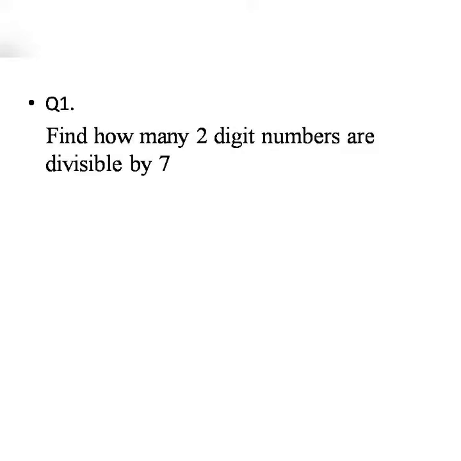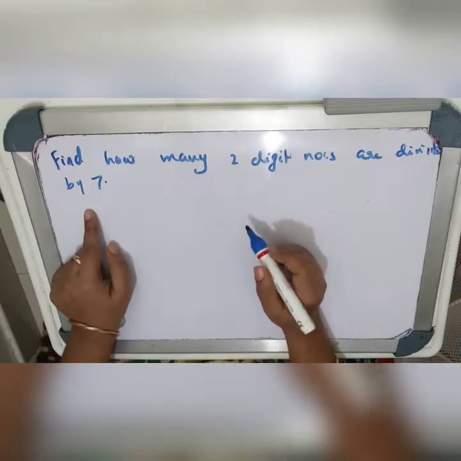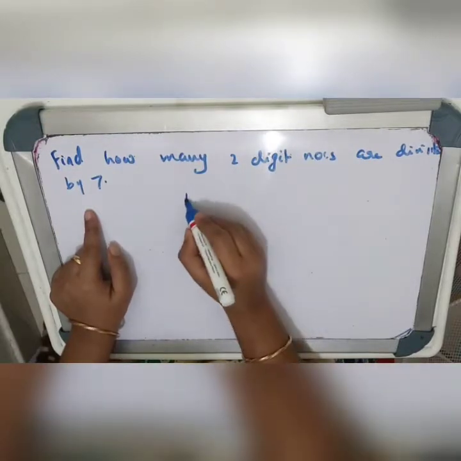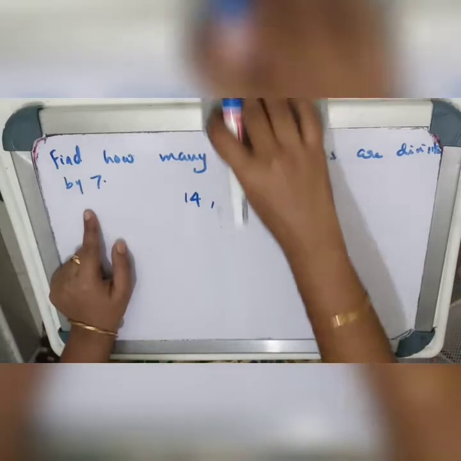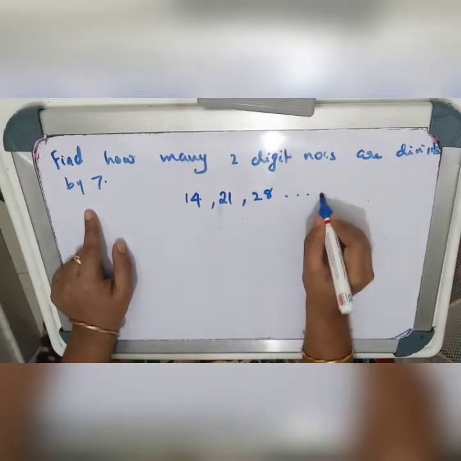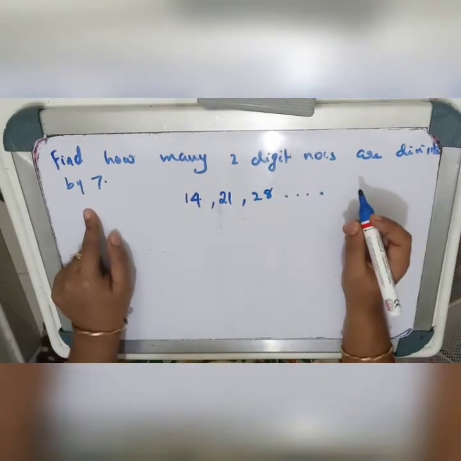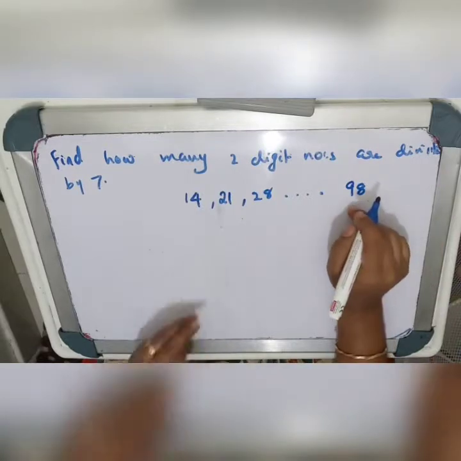So let's begin. The first question is, find how many two-digit numbers are divisible by 7. Let's see. Which is the first two-digit number which is divisible by 7? The first two-digit number perfectly divisible by 7 is, we know, 14. The next number is 21. Then it is 28 and so on. And which is the last number perfectly divisible by 7? That is 98, the last two-digit number.